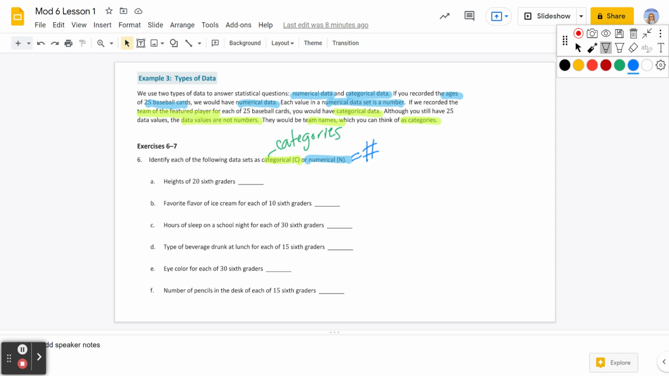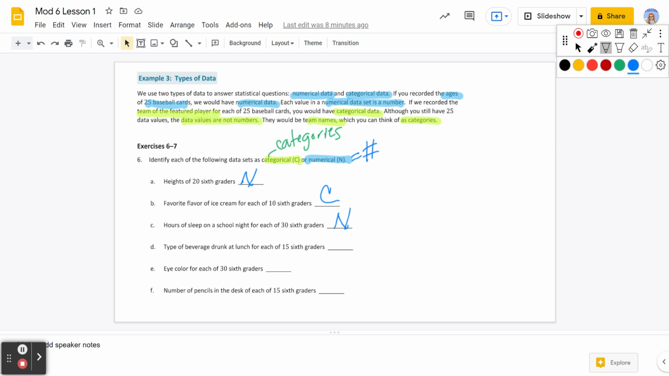I'm assuming you paused and now you're checking your answers. Heights of 26 6th graders, that would be numerical. You're going to have numbers for their heights. Favorite flavor of ice cream for 10 6th graders, those would be put into categories. It would be categorical. Hours of sleep on a school night for each of 36 6th graders. You would be having numerical data there. They're going to give you the number of hours.